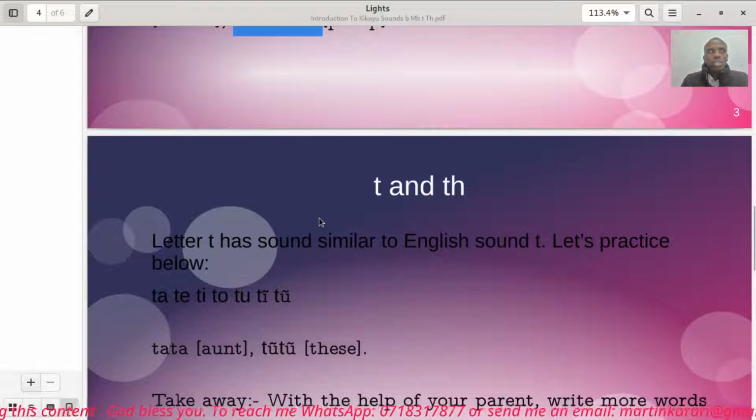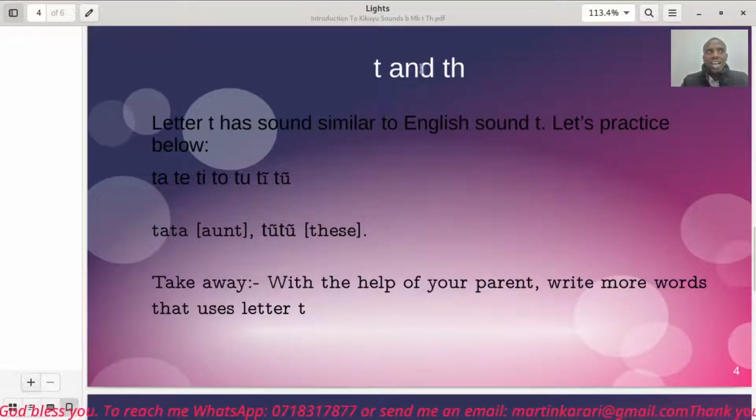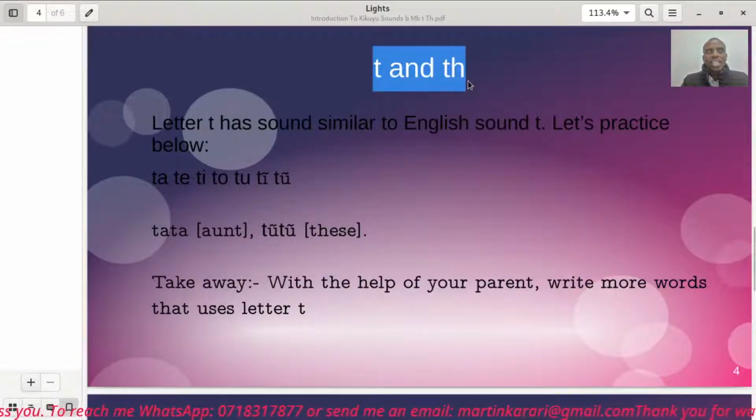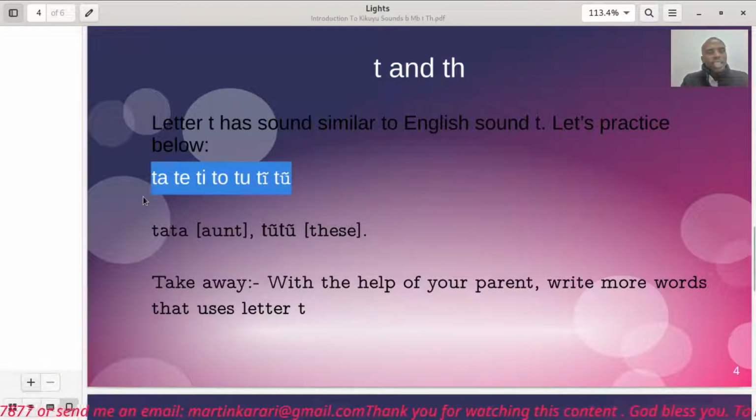The next sounds are ta and the. Letter T has a sound similar to English word sound for T. Let's practice with below. Ta, te, ti, to, tu, te, to.